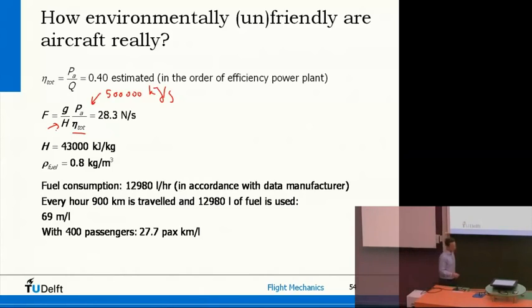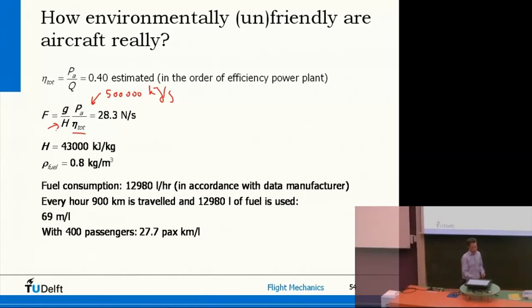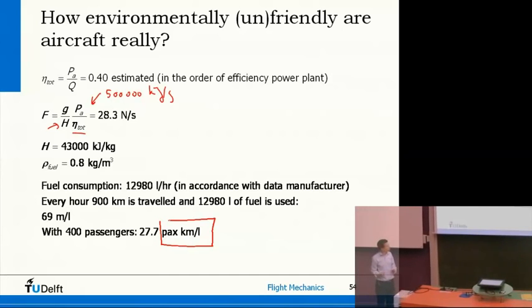Now that's a bit of a weird quantity because of course you have lots of passengers on board. So one parameter that we typically use to compare fuel use is passenger kilometers per liter. If you can transport this aircraft over 70 meters for a liter of fuel, then if there are 400 passengers on board, you could also say, I can take 27.7 passengers, transport them over 1 kilometer, and that costs me 1 liter of fuel. And that's basically how good this aircraft is.